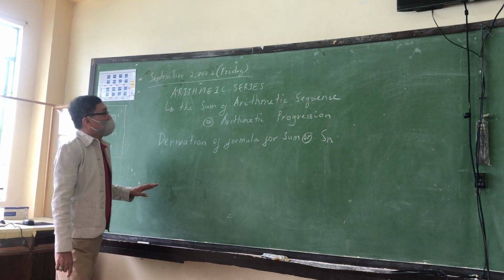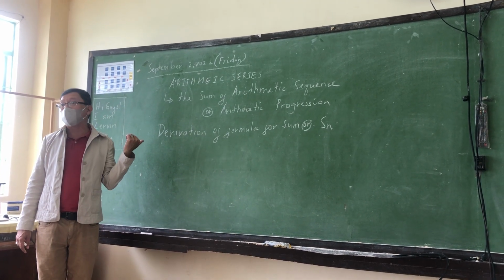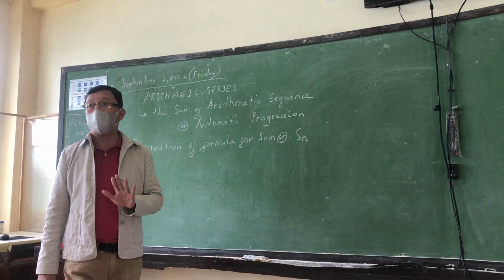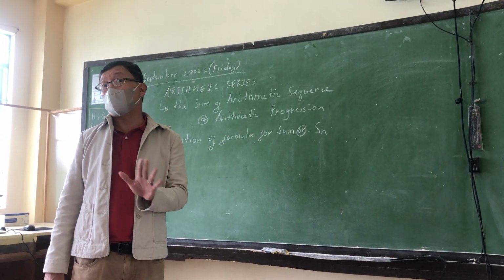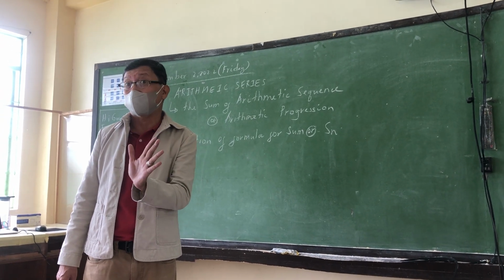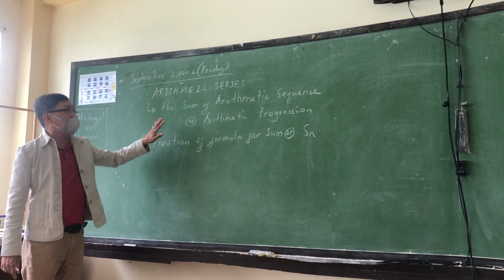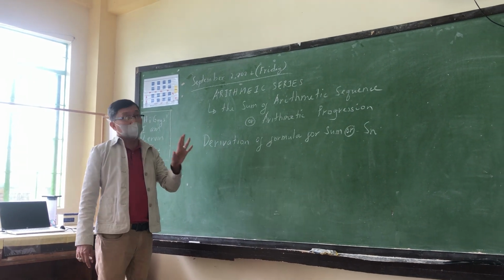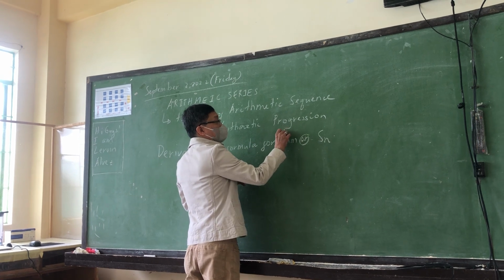So what we are going to do today is to derive the formula for the arithmetic series. The arithmetic series is the sum of the arithmetic progression or arithmetic sequence. So when we say arithmetic series, we are referring to the sum. Take a look at the title: arithmetic series, the sum of an arithmetic sequence or arithmetic progression. We are going to derive the formula for the sum, or S sub n.